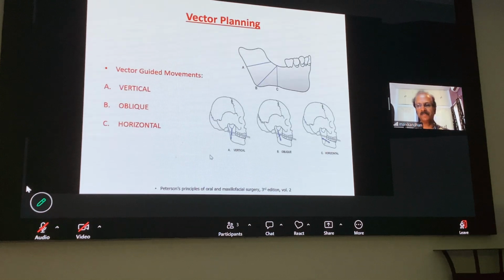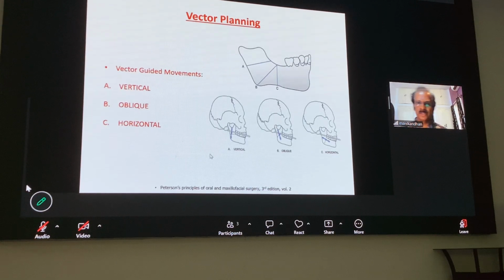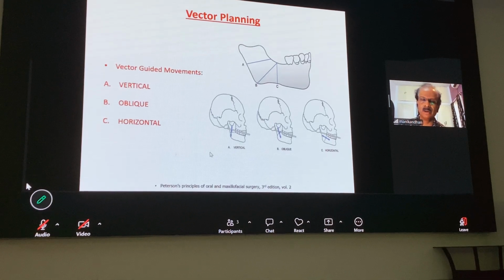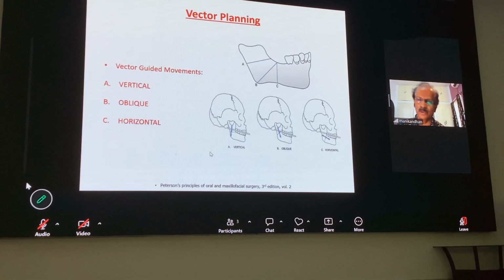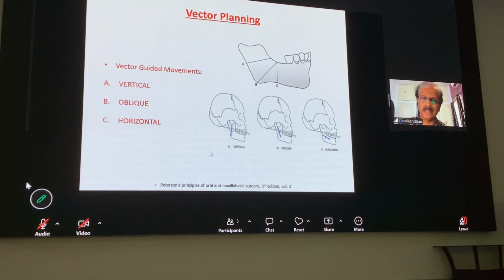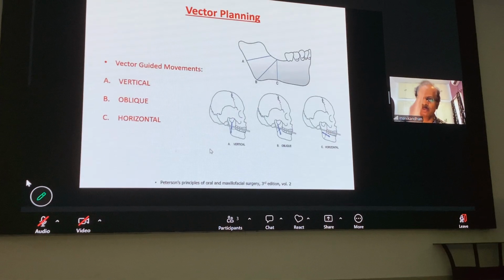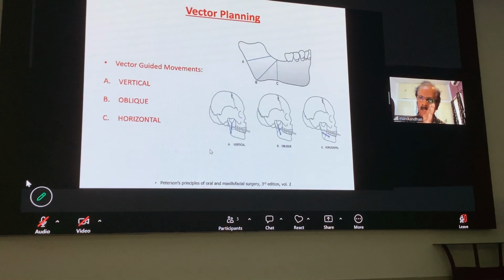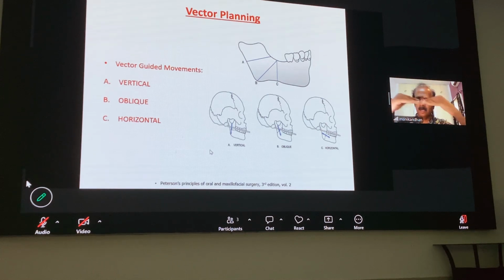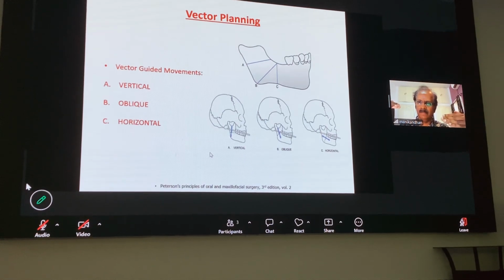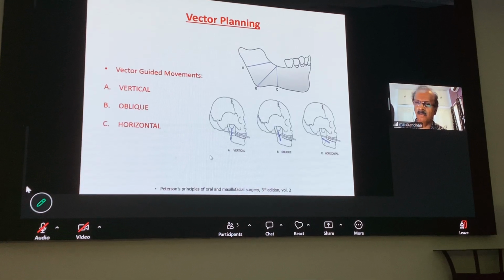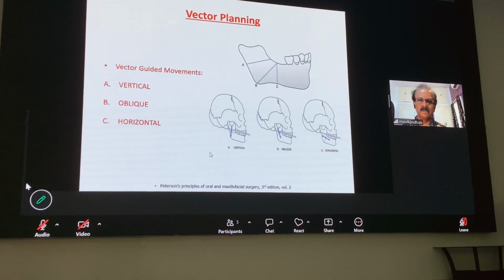Remember, before I go to real indications, what direction? The question is always that whenever I have a distractor, how do I use it? Where do I use it? That is very important to understand. So what is called a vector? Vector means the direction in which you want to move the bone. Whether it can move vertical, horizontal, or oblique, or transverse. You can move it in what way, depending upon the type of distractor you want to use.